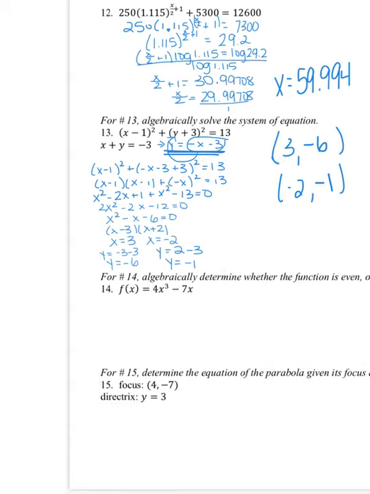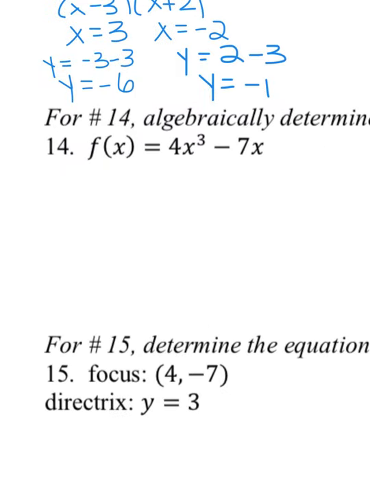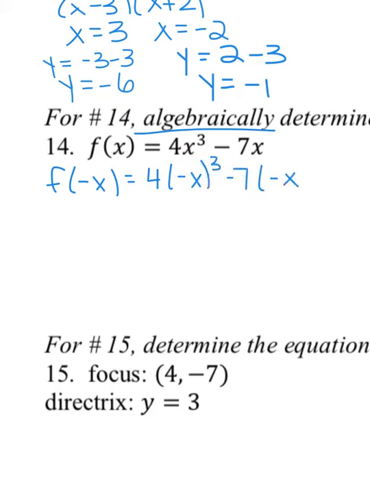For number 14, algebraically determine whether the function is even, odd, or neither. So determine algebraically, you plug in negative x and then you clean it up. So we have 4 times negative x to the third minus 7 times negative x.